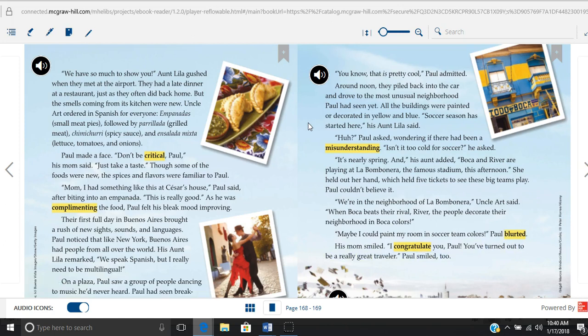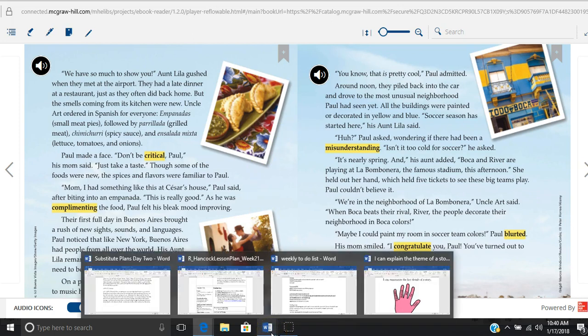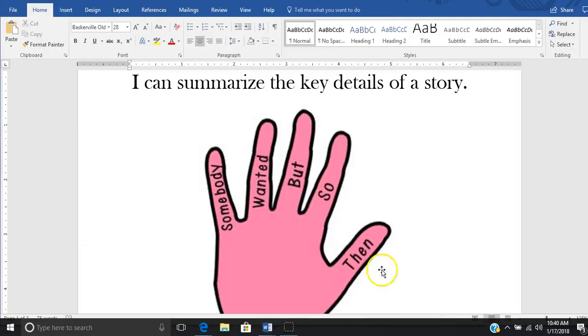Paul smiled, too. All right, so going back to your summarizing hand, we should be able to have filled out the somebody, wanted, but, so, then. Please pause the video now if you've not already been able to do that.